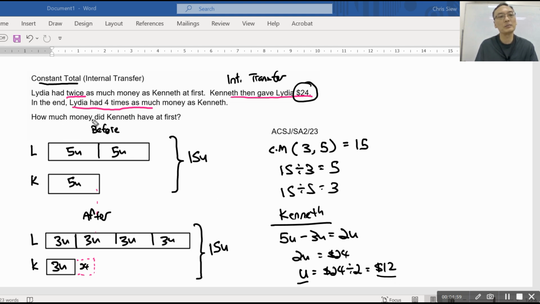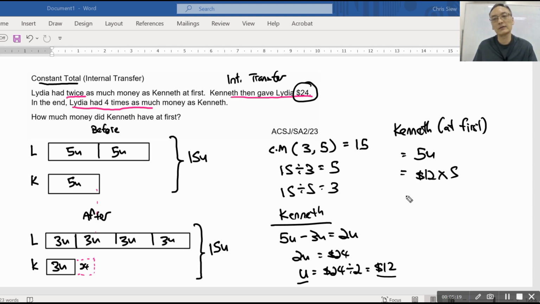We're going to find how much money did Kenneth have at first. Kenneth has 5 units at first, so we're going to find the value of 5 units. So Kenneth at first. So 5 units, therefore $12 times 5, and we will get $60. So that's the answer for this question.